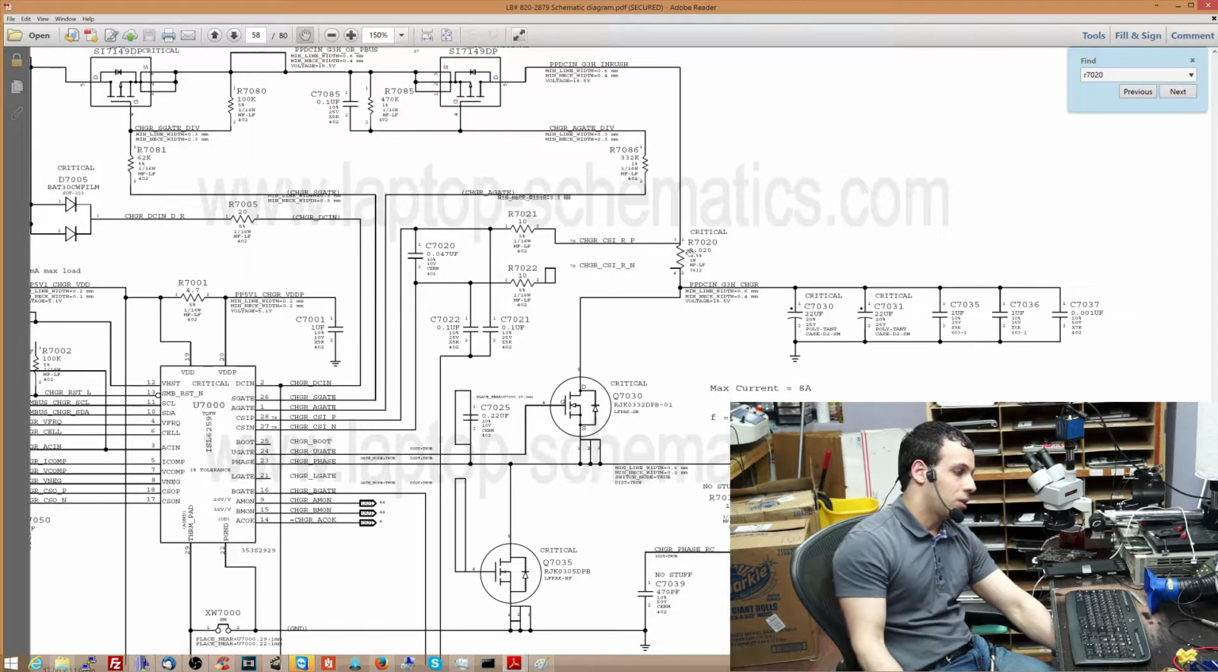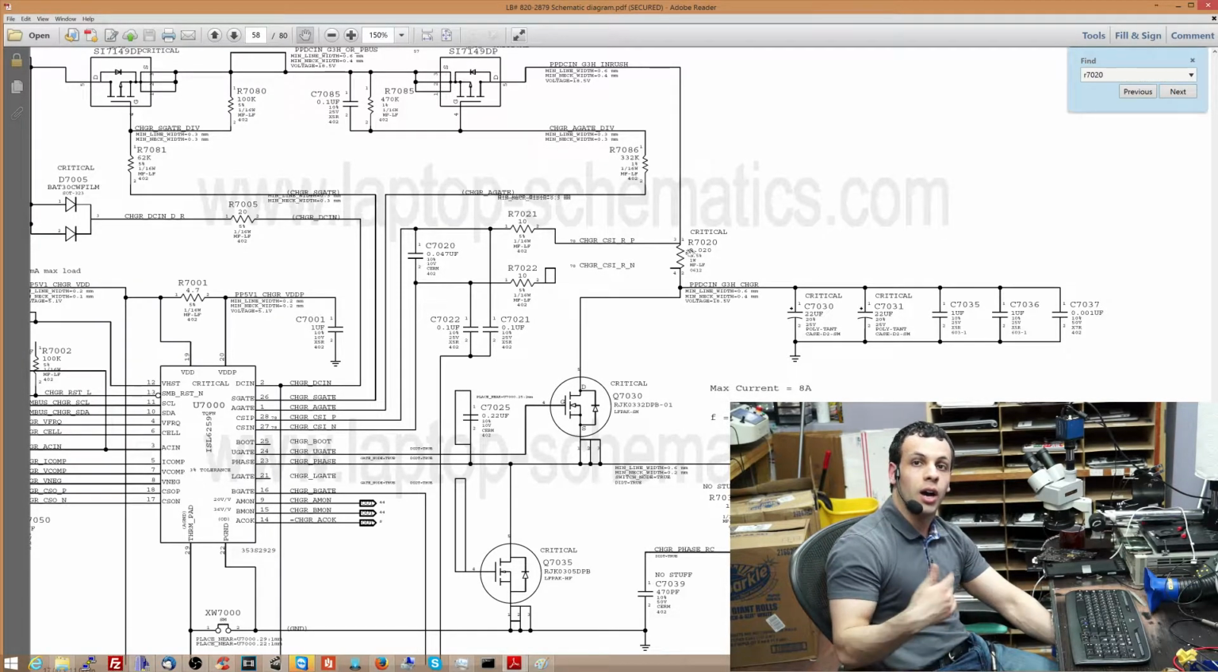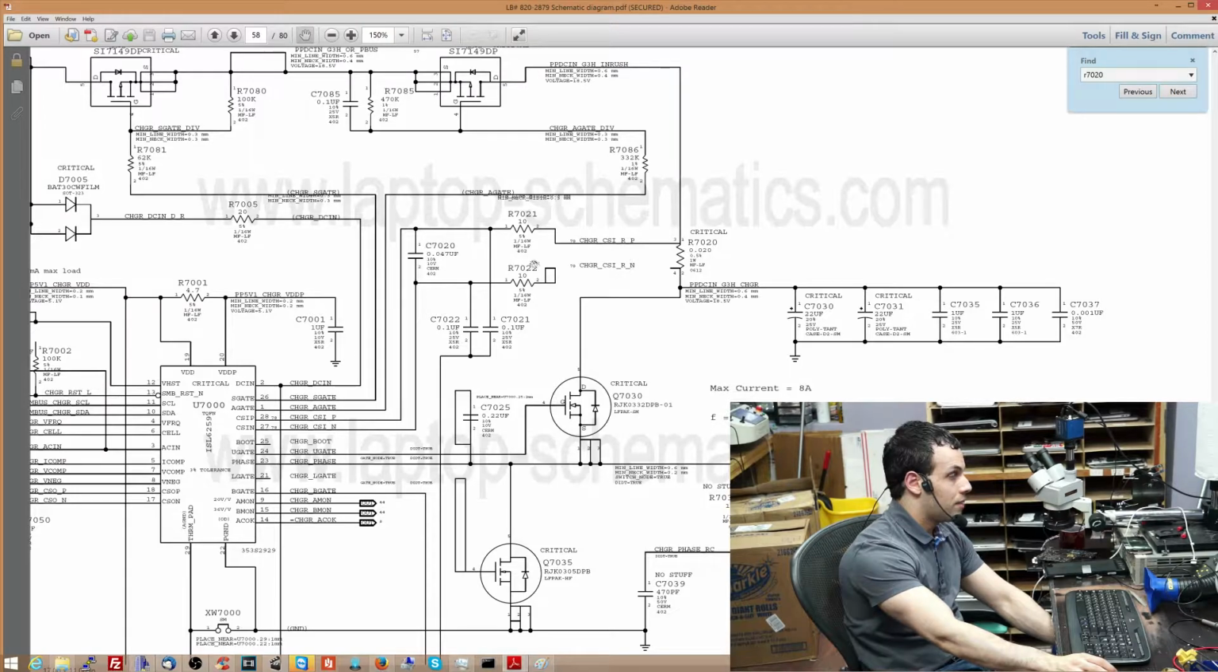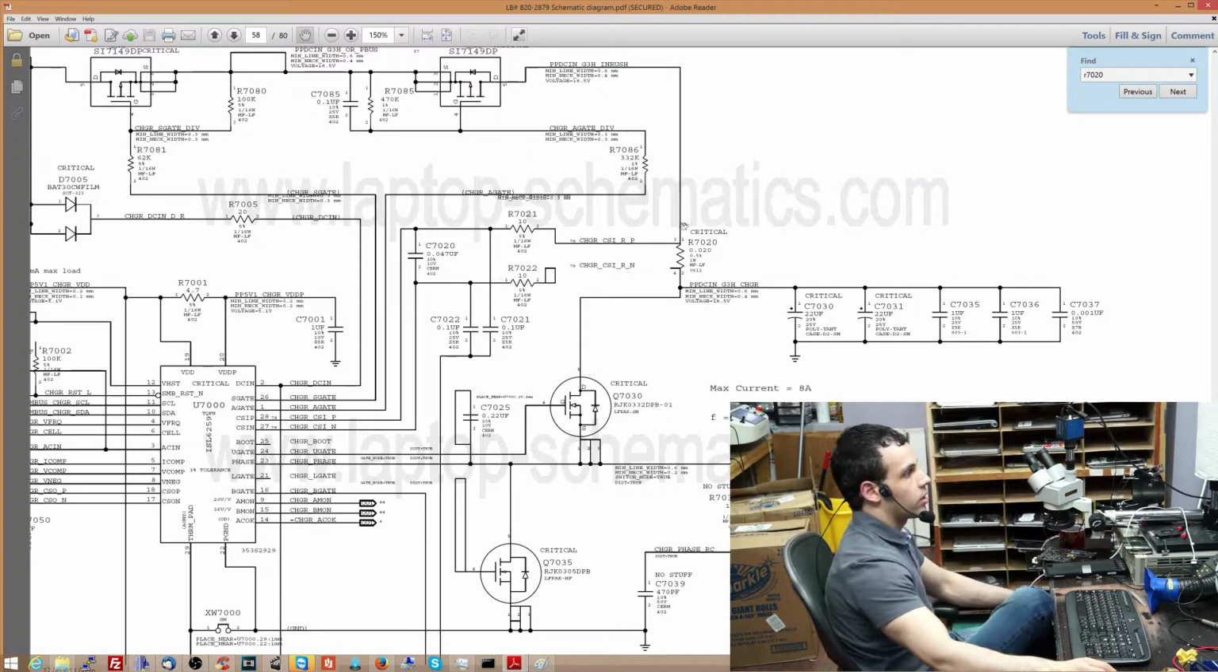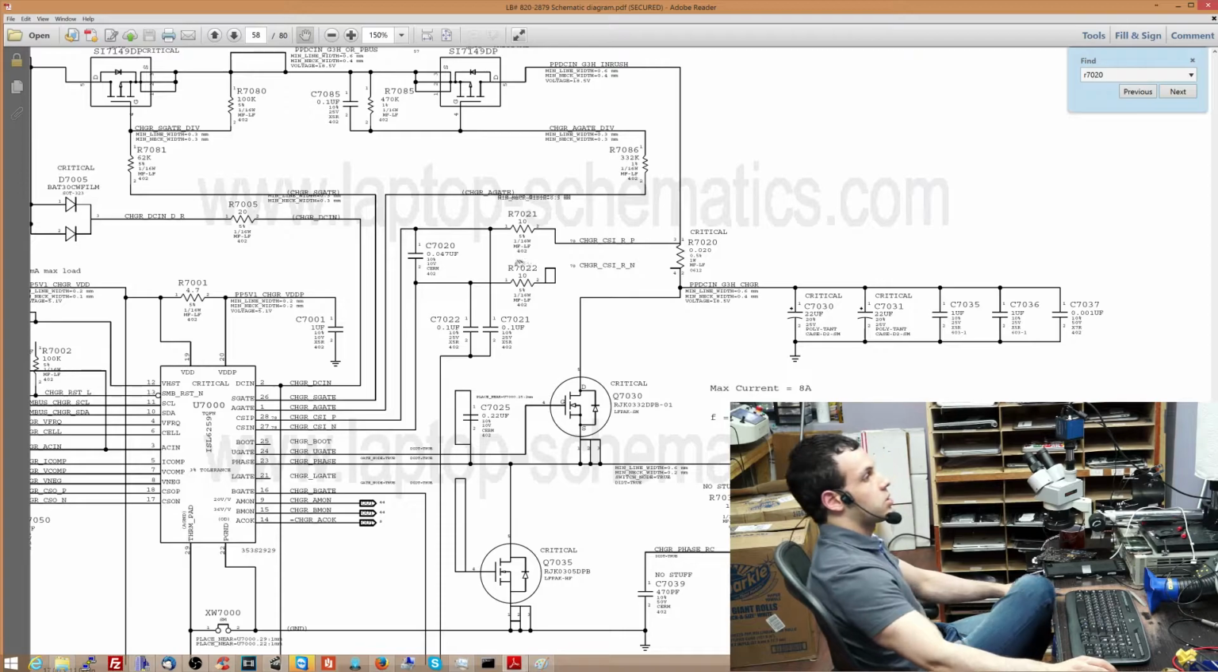For example, it will only charge my computer when it's turned off. It won't charge my computer when it's turned on. Maybe because of a malfunction in the current sensing circuit. For example, let's say, over here, from each side of this current sensing resistor, you have a 10 ohm resistor going to the U7000. For example, let's say that one of these resistors dies.